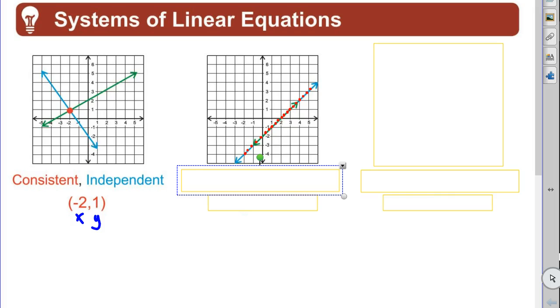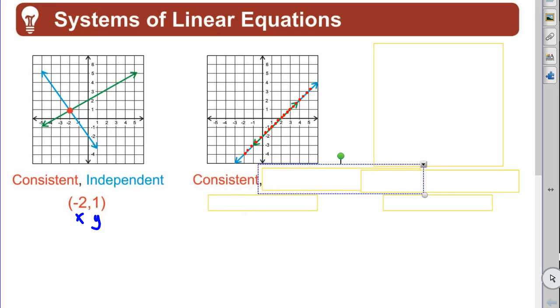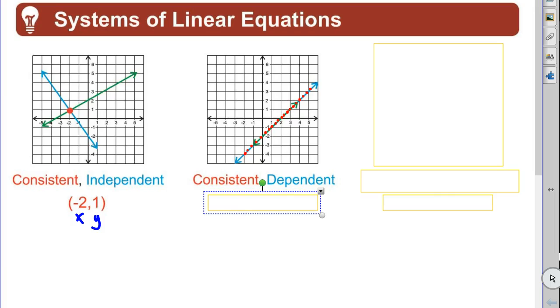Okay, so because there is a solution, we're going to say consistent, but because there are an infinite number of solutions, we're going to say dependent. So consistent and dependent. And to say the solution, you have to simply name the line. So you give the equation of the line, and that is the solution. And again, the line represents all the x, y values that make the equation true. And so when you give the solution for consistent and dependent, you have to give the equation of the line.